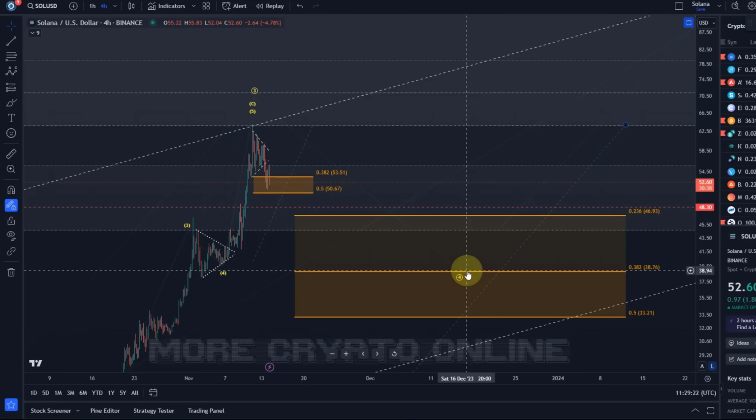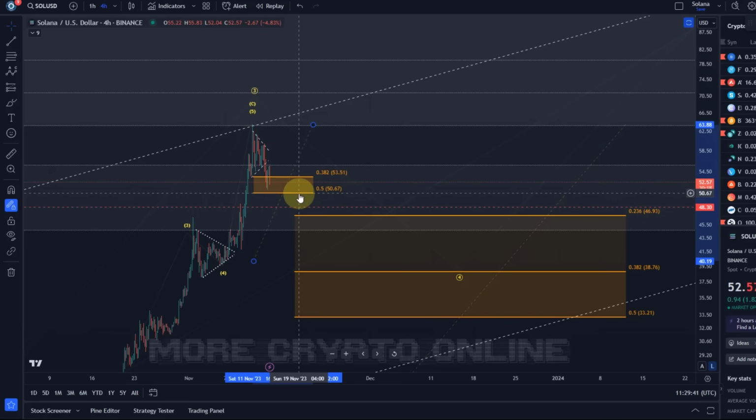The situation here is it's just a micro perspective. I'm counting this as complete, but it doesn't mean it is complete. I'm just showing the requirements for completing this wave 3 are there. It's complete, but it could still extend higher, and it can do so as long as it's holding the $50.60 level.